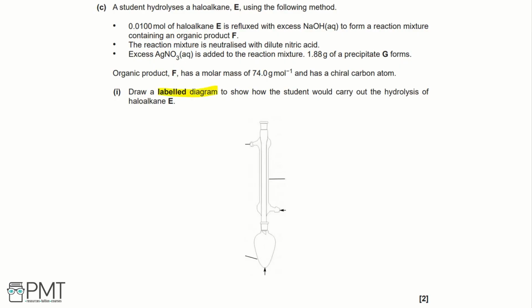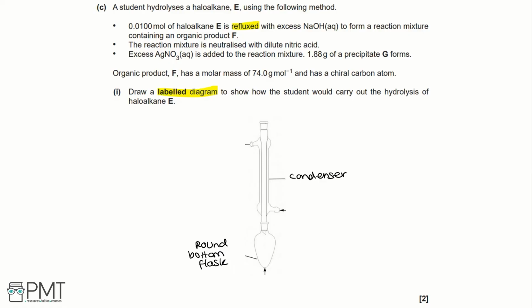So the labelled diagram that they want is a reflux diagram. So here I've got a round bottom flask connected to a condenser. So this is what you're going to have to draw in this question. And then we need to add some labels. So at the bottom, we have our round bottom flask. This is also called a pear-shaped flask. Either is acceptable in this question. And attached we have a condenser. So we can add these two labels.